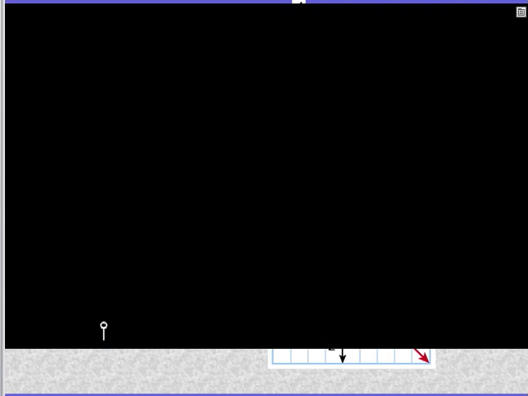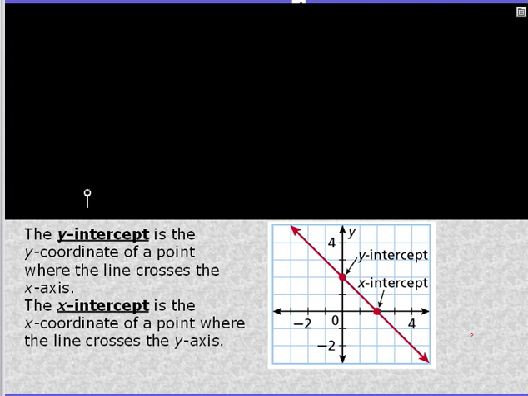All right, so let's look at intercepts. The y-intercept is the y-coordinate of a point where the line crosses the x-axis. So I think these are actually not right. Where the line crosses, I think this should be the y-axis, and this should be the x-axis.